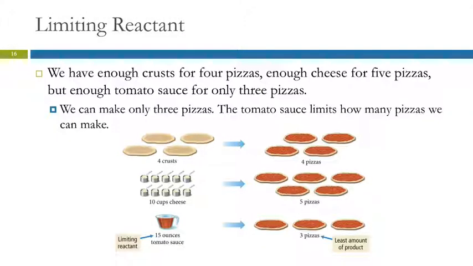So here it is in pictures, right? The 4 crusts can make 4 pizzas. 10 cups of cheese could make 5. This is our limiting reactant or limiting ingredient. This is only going to make 3 pizzas. So this one limits the production. It limits our product.